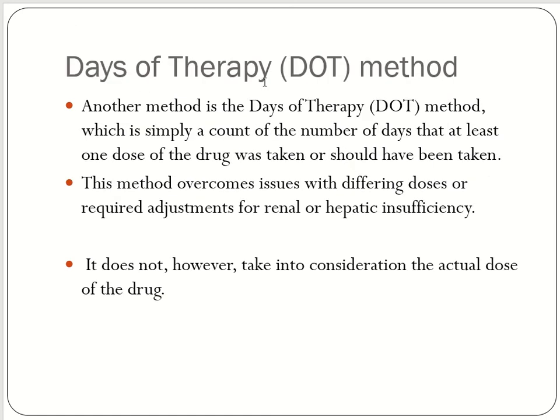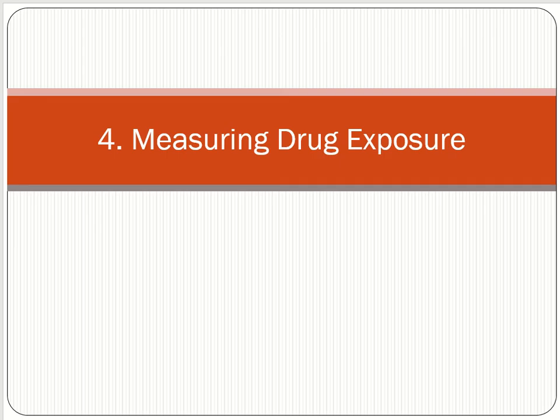Last is the days of therapy. It's another method which is simply counting the number of days that at least one dose of the drug was taken or should have been taken. This method covers the issue of different doses or required adjustment for renal and hepatic insufficiencies. So it overcomes this problem. It does not, however, take into consideration the actual dose of the drug.